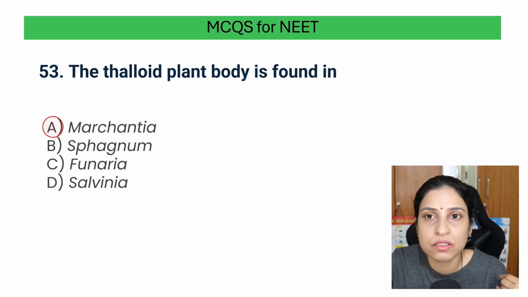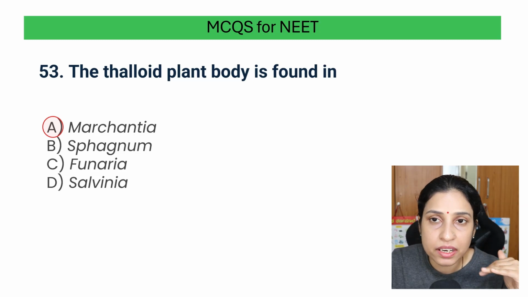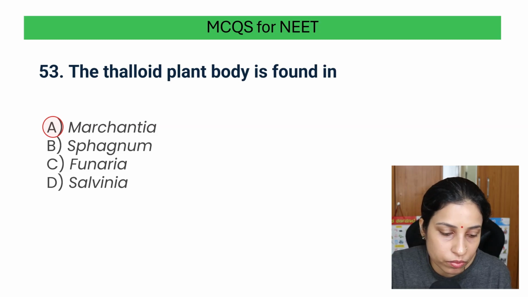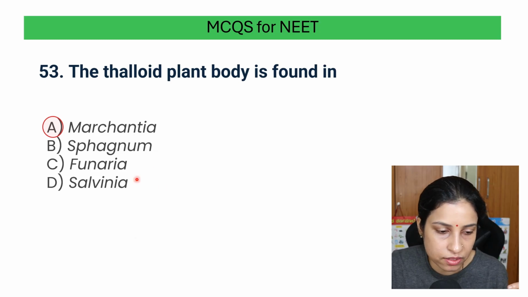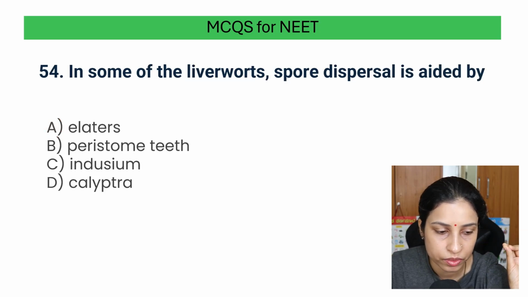Thalloid plant is called so in Marchantia because it has a very less developed rhizoid and leafy structure. That is called a thalloid body. But in the case of Sphagnum and Funaria, they both are mosses and it is called a leafy thalloid. Next, in some of the liverworts, spore dispersal is aided by elaters, peristome teeth, indusium and calyptra.